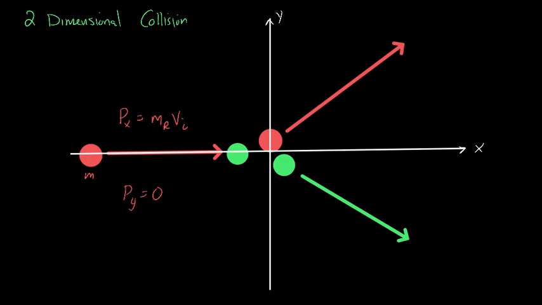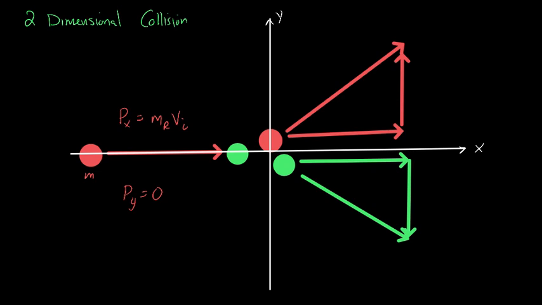What does that mean? Well, start looking at how you break this up. The red ball is going to have a horizontal momentum and a vertical momentum. The green ball is going to have a horizontal momentum and a vertical momentum. These 2 momenta have to be equal and opposite, because the y momentum was 0 before the collision. So the y momentum has to be 0 after the collision.